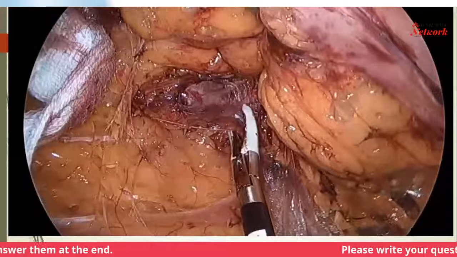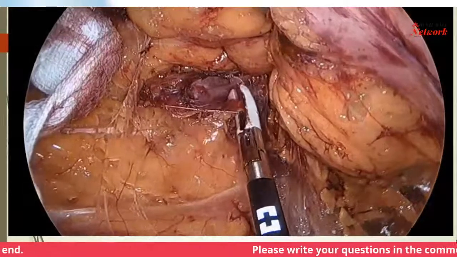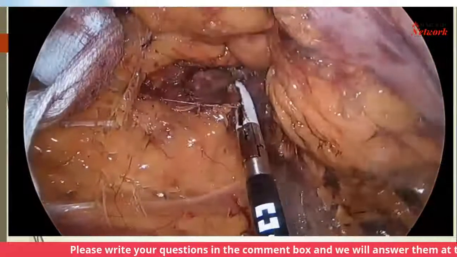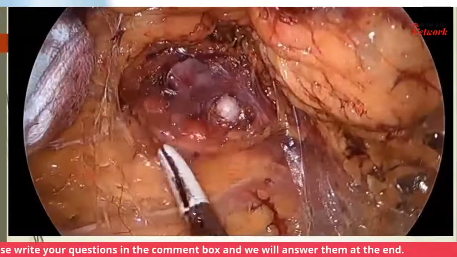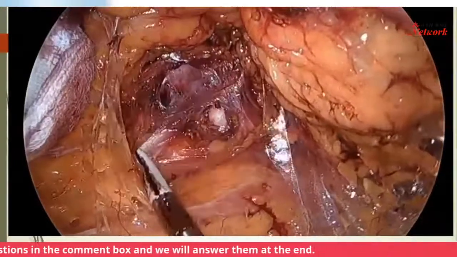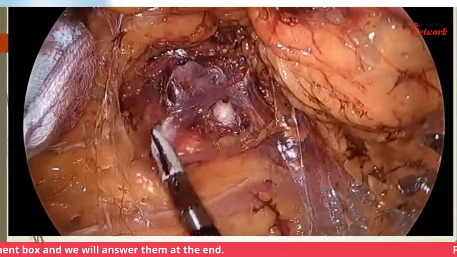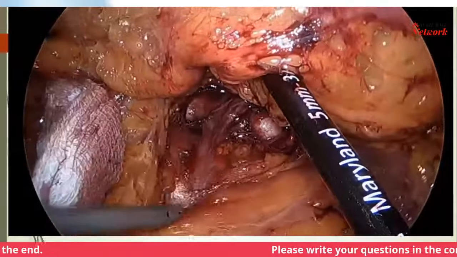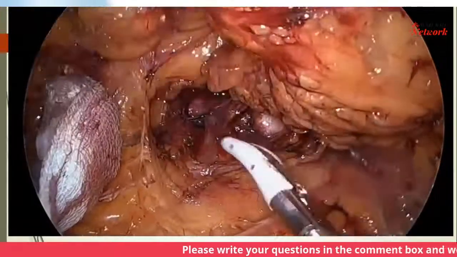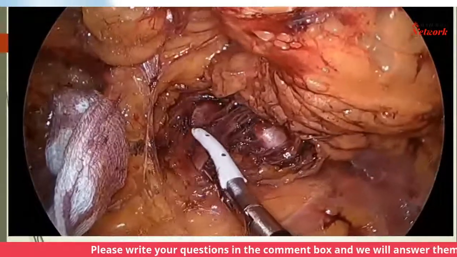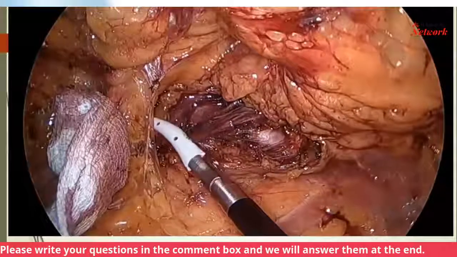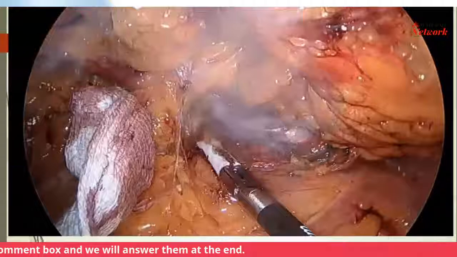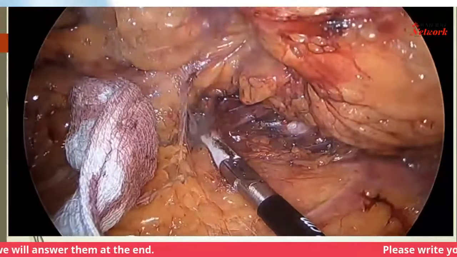And the instrument is now trying to separate the tissues around the artery. That's the artery you're looking at. The blue one is the vein. So it's going to cut that small vein, which is the lumbar vein, so that the kidney can come out later. If you don't divide these veins, you cannot remove the kidney. It would be impossible to remove the kidney.